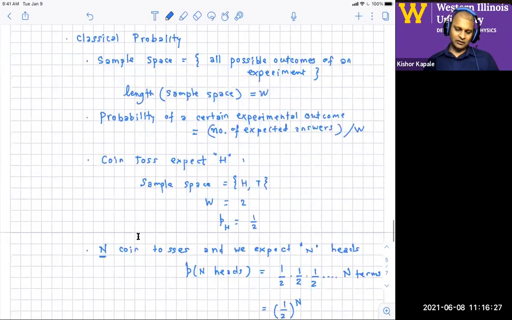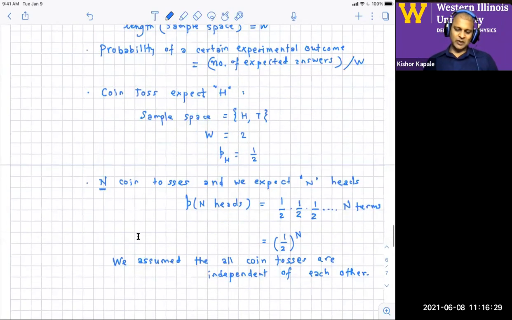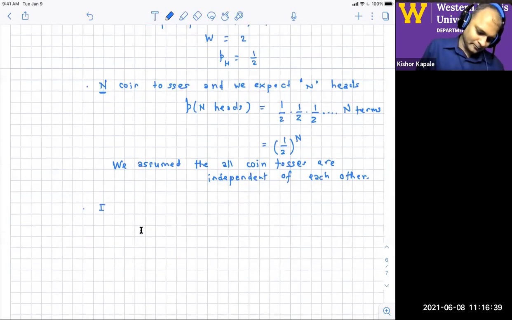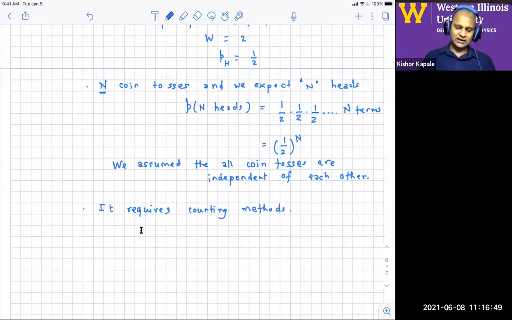It comes from, what's the length of the sample space and how many of the events are of interest to you. So it requires a lot of counting, right? So it requires counting methods to make the task easier. That's one way of figuring out the probabilities, actually counting how many things are there. It may not always be easy, right?